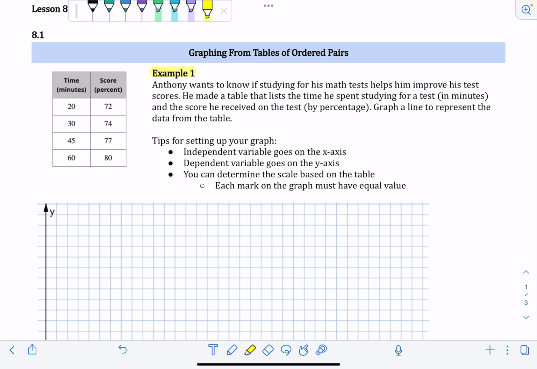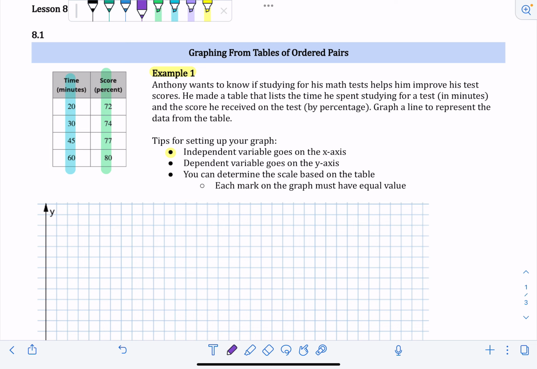So down here where it says tips for setting up your graph. The first one says the independent variable goes on the x-axis. So when you have a table, most of the time the independent variable is on the left side and then the dependent variable is on the right side. But you just always want to double check. So remember that the dependent variable y relies on the independent variable.